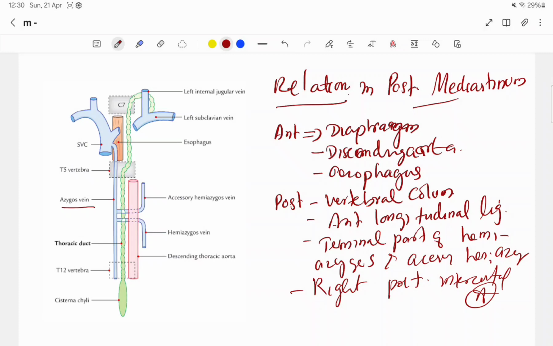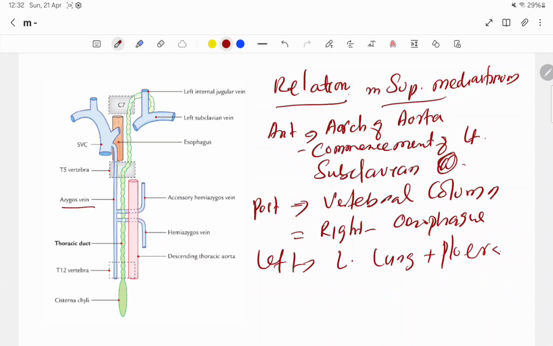Through the aortic opening of the diaphragm it enters the thorax, where it lies in the posterior mediastinum. Anteriorly we have structures like the diaphragm, descending aorta and esophagus, and posteriorly it lies in front of the vertebral column, connecting the anterior surface of the bodies of the vertebrae, so we have the anterior longitudinal ligament. Then we have the terminal part of the hemiazygos and accessory hemiazygos veins and the right posterior intercostal arteries.